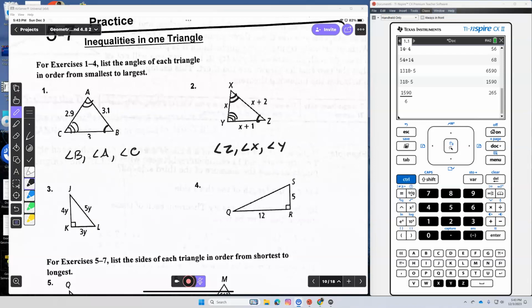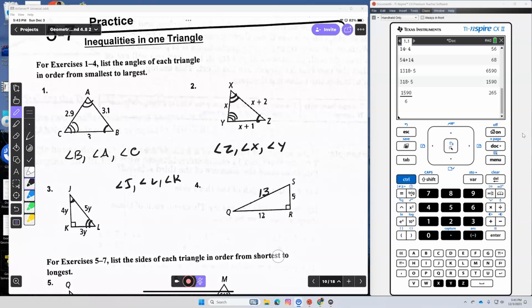Number 3, the largest angle in this case is going to be 90. So this is 90. The next largest angle is L, and the smallest angle is J. So we know that it's angle J, angle L, and then it's angle K. So this is 5, 12, and this will be 13. It's a special type of right triangle.